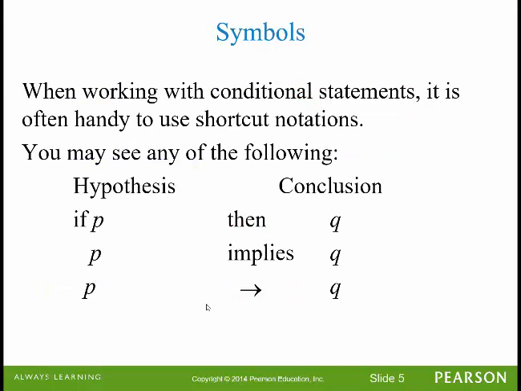All right, when working with conditional statements, it's often handy to use shortcut notations. All right, you may see any of the following. Hypothesis, conclusion. So if P, then Q. Or P implies Q. That's another way. And then this right here, the arrow, P implies Q, or P then Q. That's what that arrow means. It just says P implies Q, which is the same thing as if P, then Q. All the same.